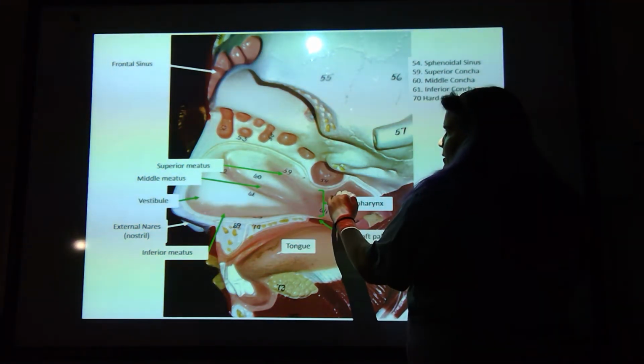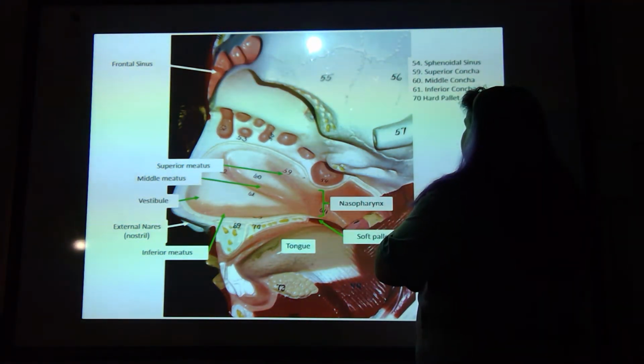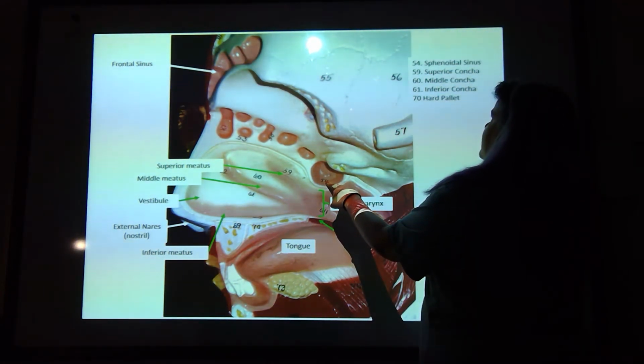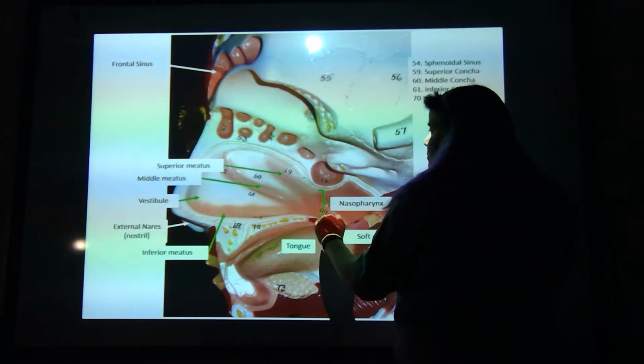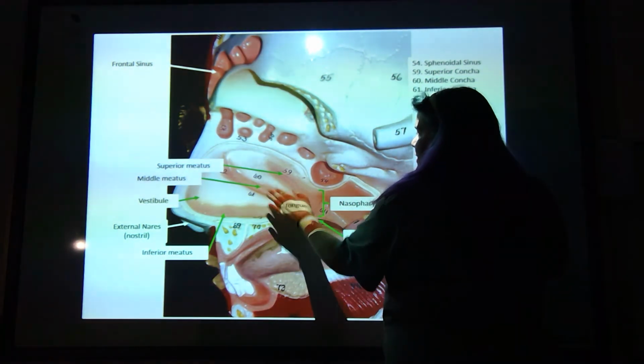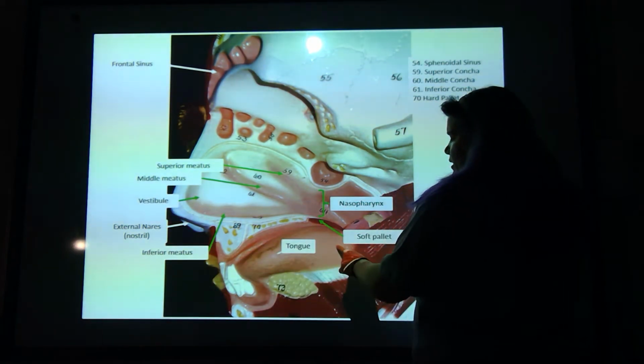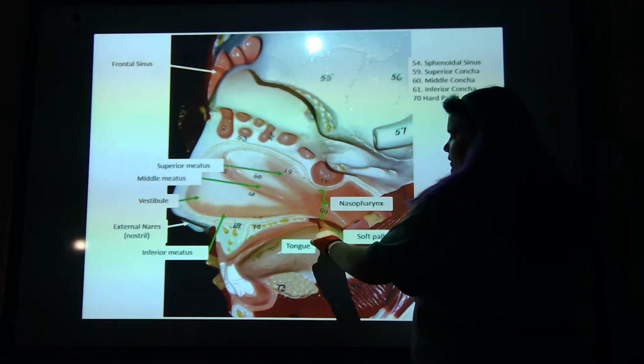You've got the sphenoidal sinus, it's number 54. The hard palate, which again is the floor of my nasal cavity, the roof of my oral cavity. Here's the tongue, there's that soft palate.